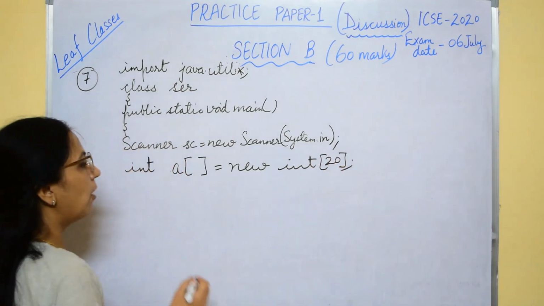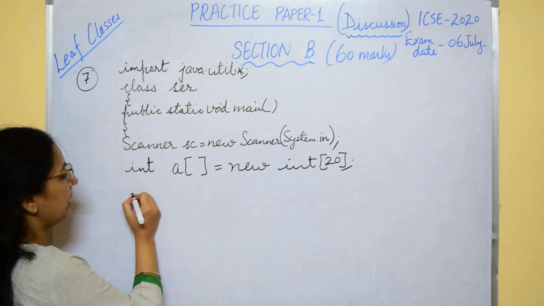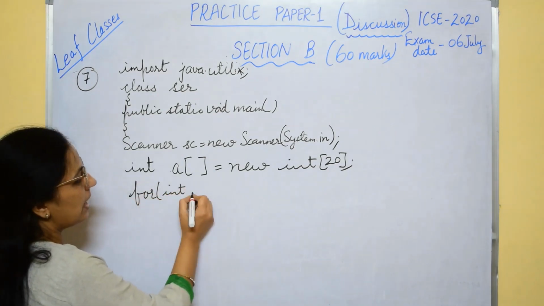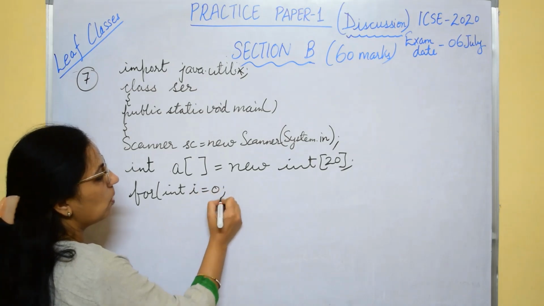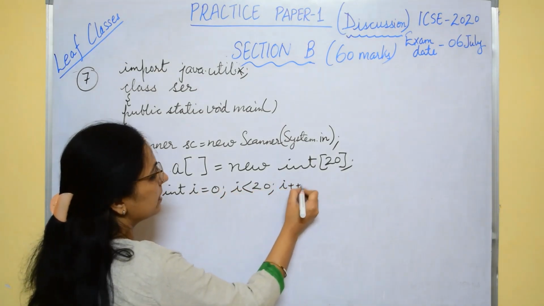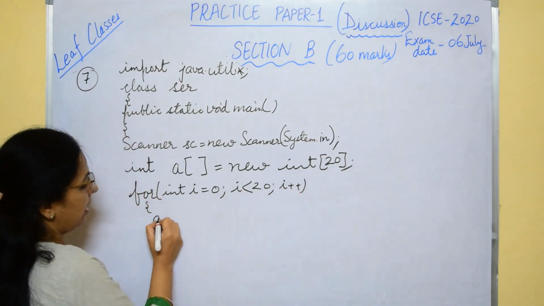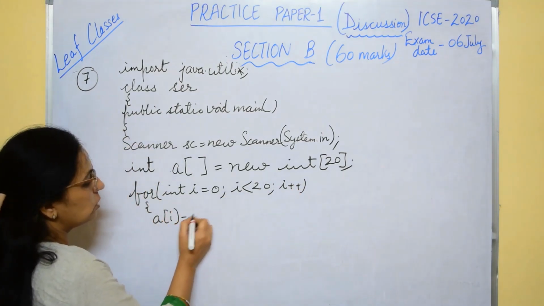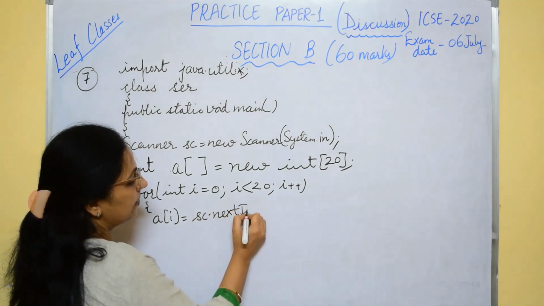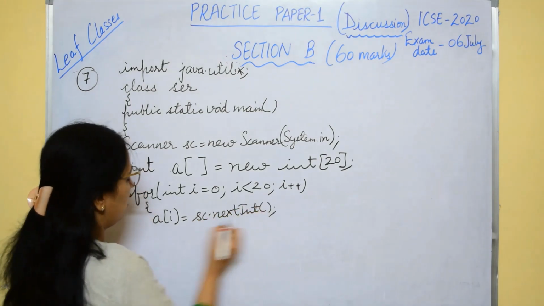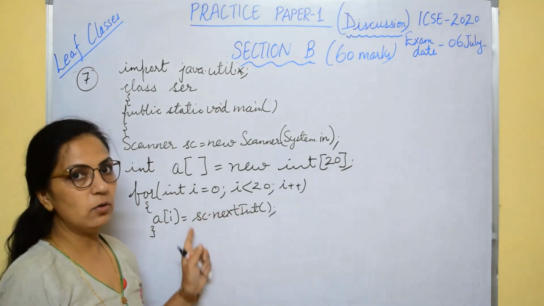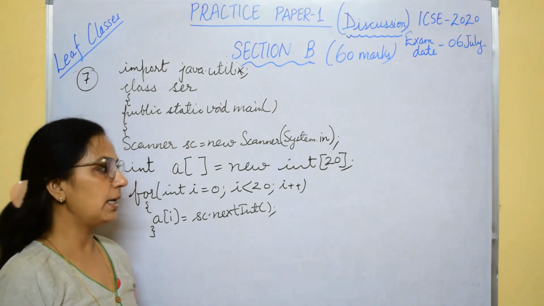size. For entering the array elements we will use for loop. For int i equals to 0, i less than 20, i plus plus, then a[i] equals to sc.nextInt(). So like this from 0 to 19 subscript the value will be entered, total 20 integers.